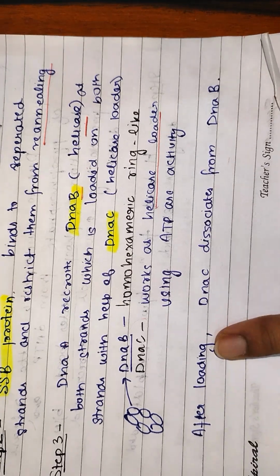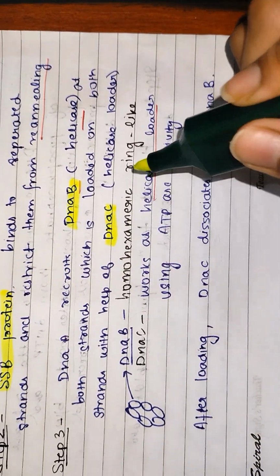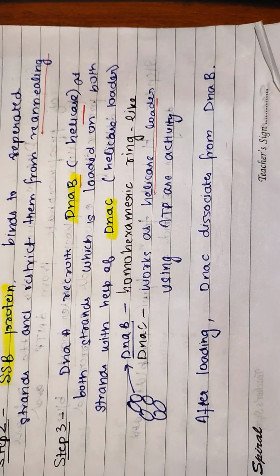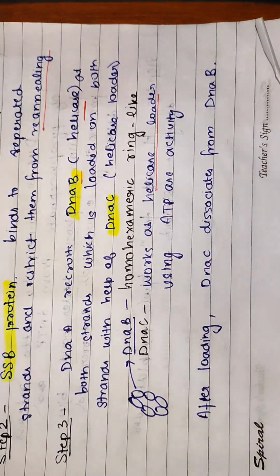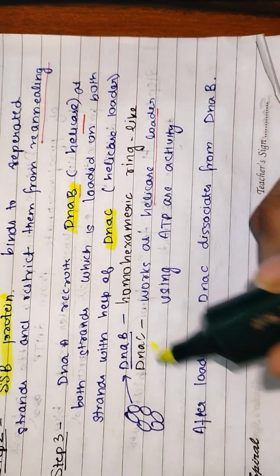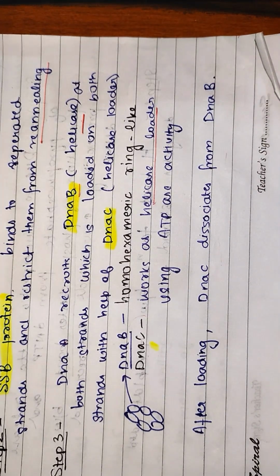After the loading, DnaC will dissociate from DnaB once loading is completed. DnaB is a homohexameric ring-like structure, just like this. And DnaC, the helicase loader, will work using ATPase activity.